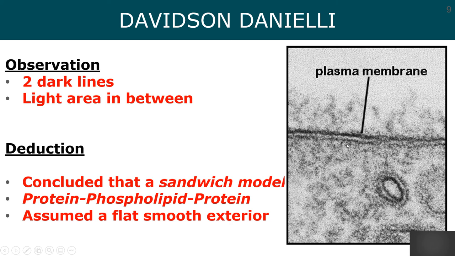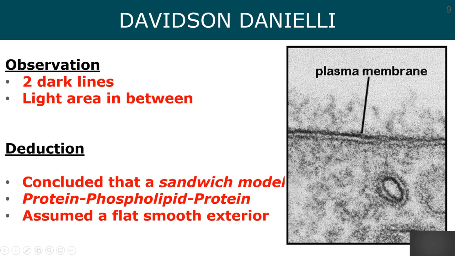And so they said, okay, you know what? This is like a sandwich model. Up here, we have protein, and then in between, we're going to have the phospholipids, and then on the bottom, we're going to have another layer of protein. And so to test this model, you're assuming that it's going to have a flat external structure, very even on either side.